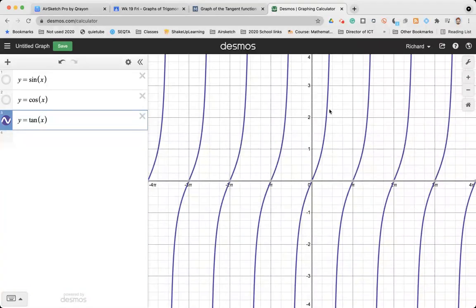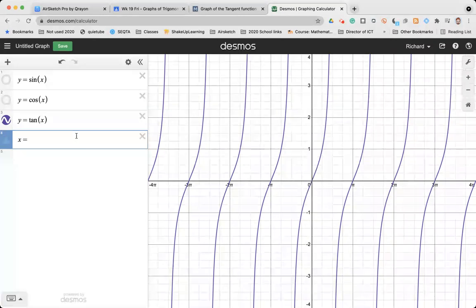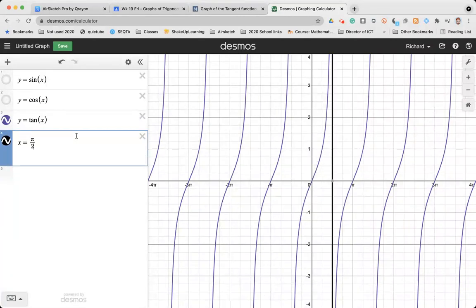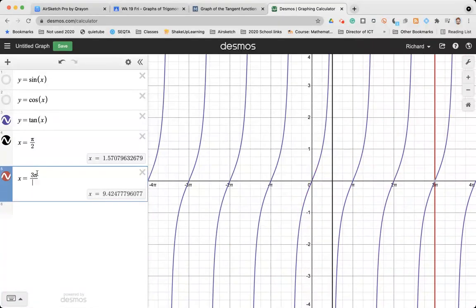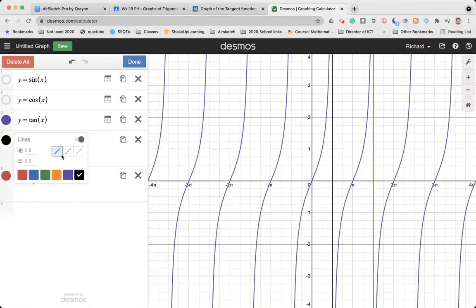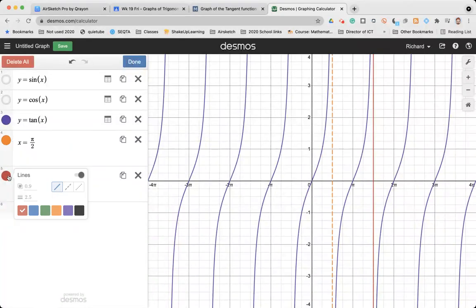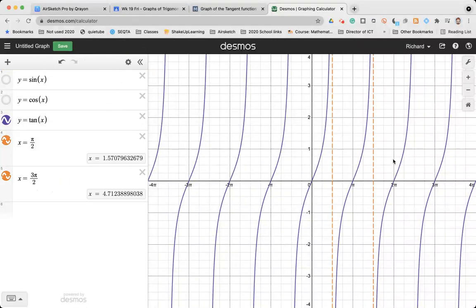Tan is sort of stripy, and I explained why in the last video, so I'm not going to go through it again. And we've got asymptotes. Every pi on 2 is an asymptote. I'll do the first couple just so that we can see them: x equals pi over 2, and x equals 3 pi over 2. And I'll just colour them so that they stand out. There we go. And I could keep on going on and on.